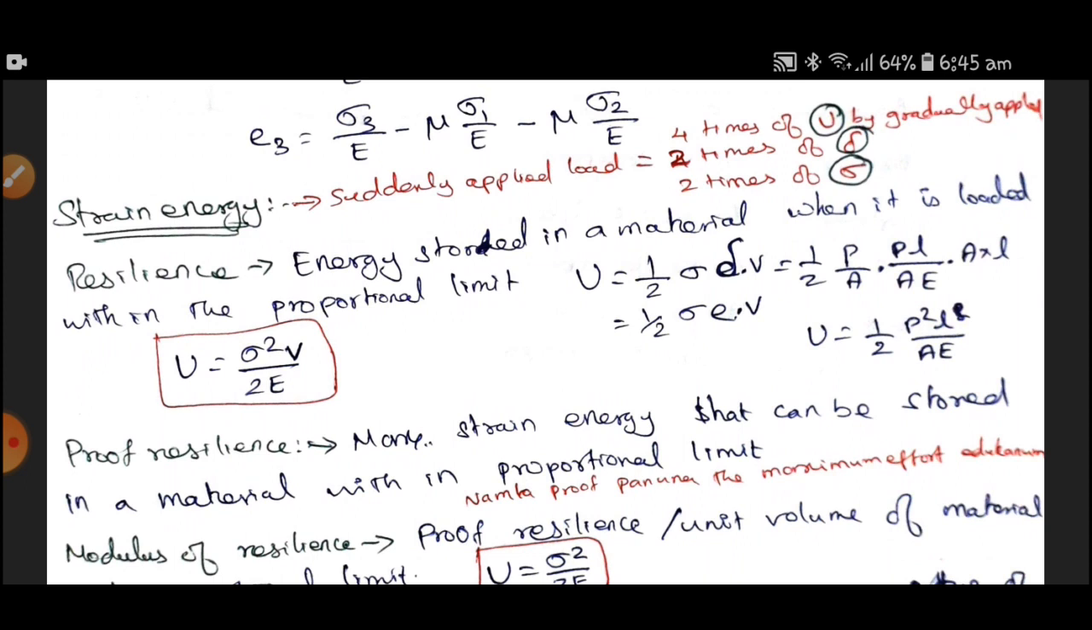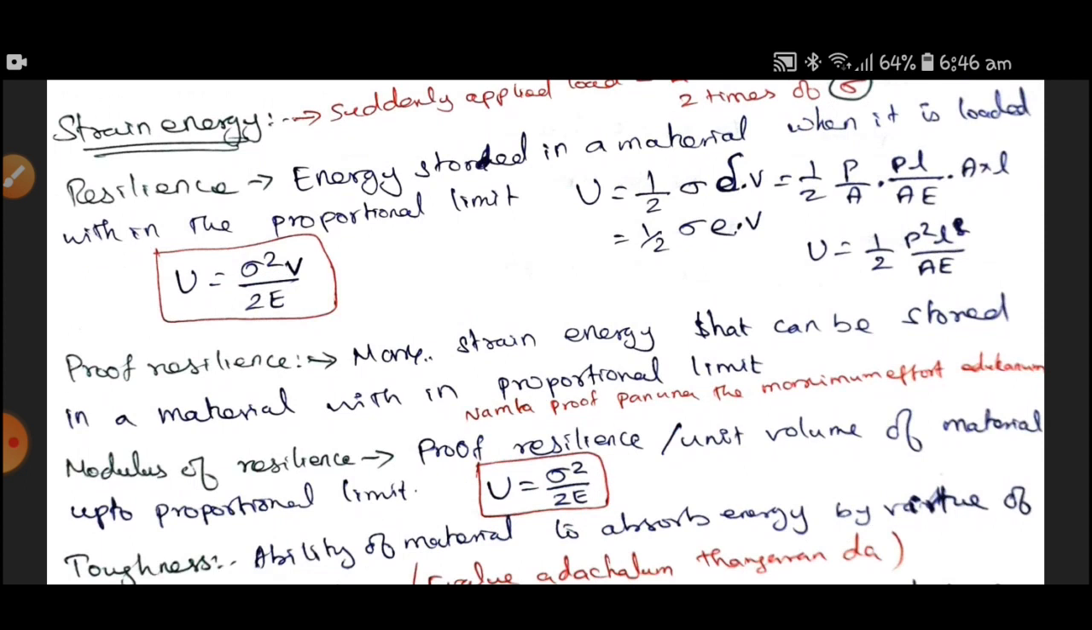Here we have a story to remember the proof resilience. If we have to prove something, we have to take the maximum effort. That is called the maximum up to proportional limit, the maximum energy stored. From this story we can remember that.